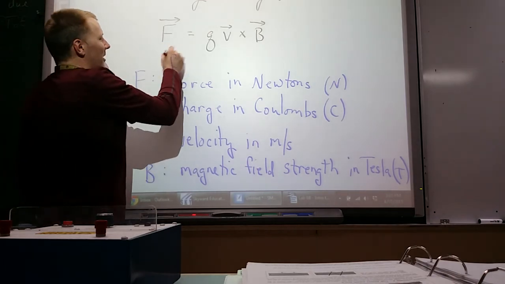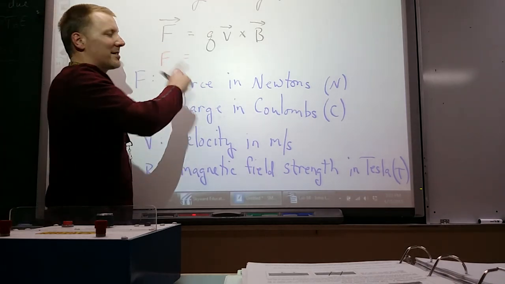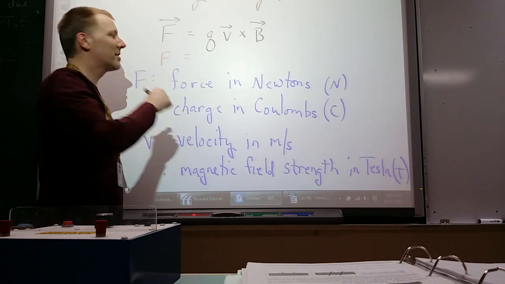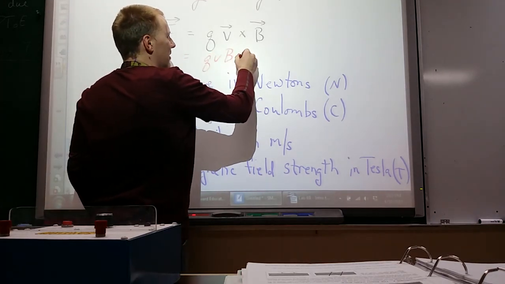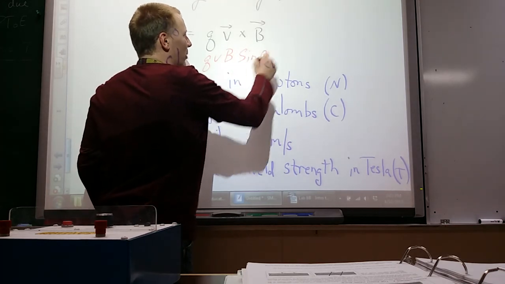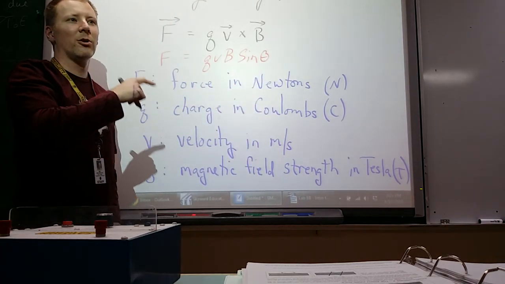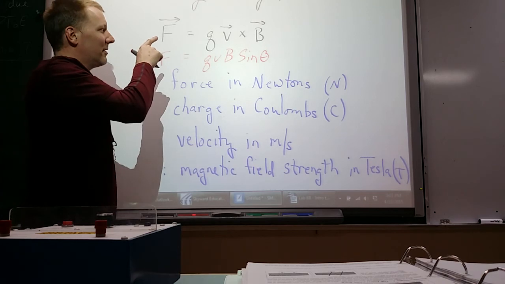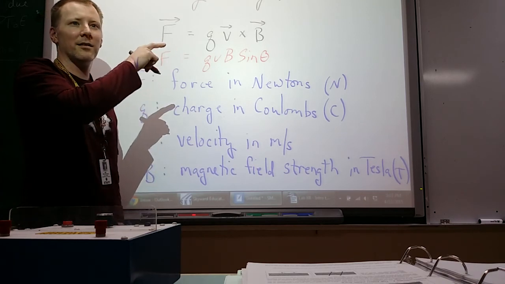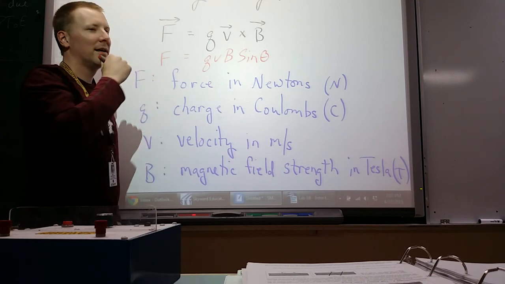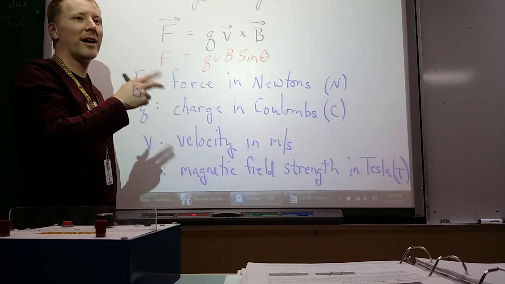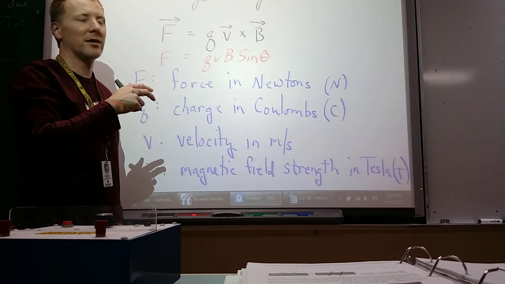In order to accomplish that, what we can do is, instead of the cosine, we'll do the sine. So we'll multiply these together, where theta is the angle between the velocity and the magnetic field. And we're going to have to use the right-hand rule to determine the direction.